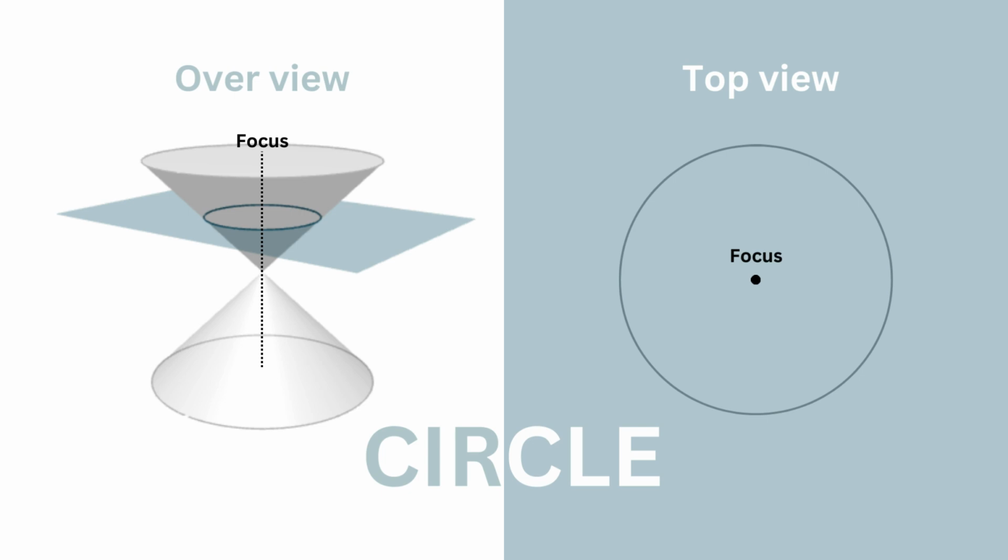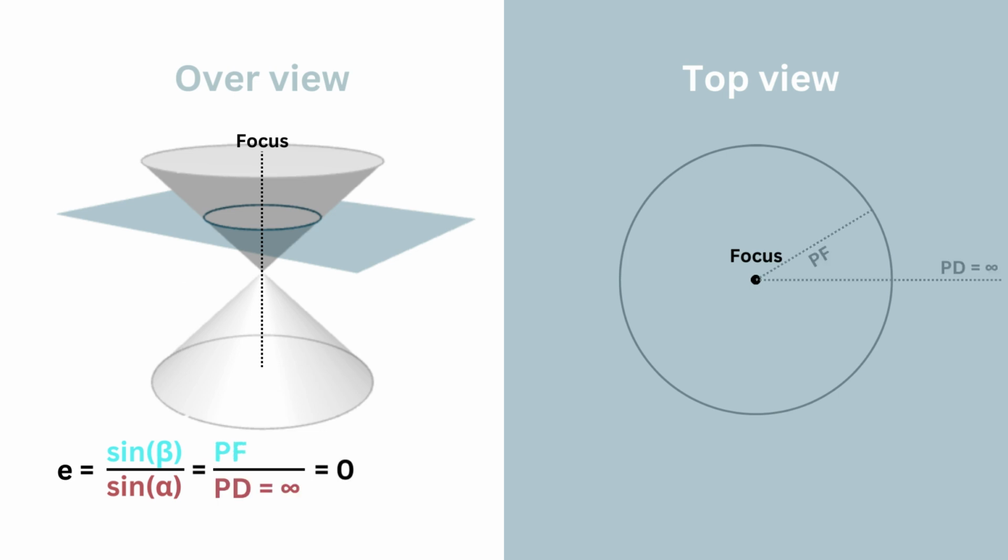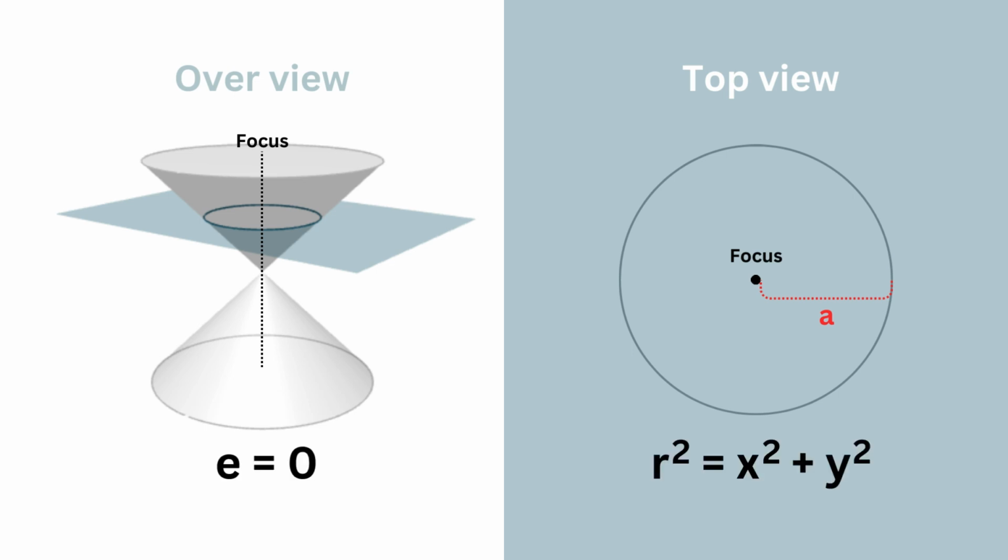Circle. Angle of the intersecting plane, beta equals 0. Since angle beta equals 0, PD equals infinity, because the directrix is infinitely far away. Focus at center, so c equals 0. The equation is radius squared equals x squared plus y squared.